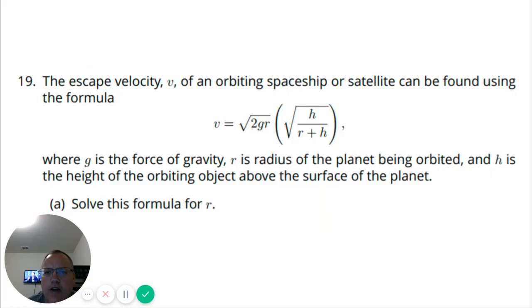In this particular video, guys, we are going to be solving for the variable r, and you can tell by looking at the equation that there's more than one variable for r. You've got the variable v for the velocity, g for gravity, r for the radius of the planet being orbited, and then h for the height of the object orbiting above the planet's surface.